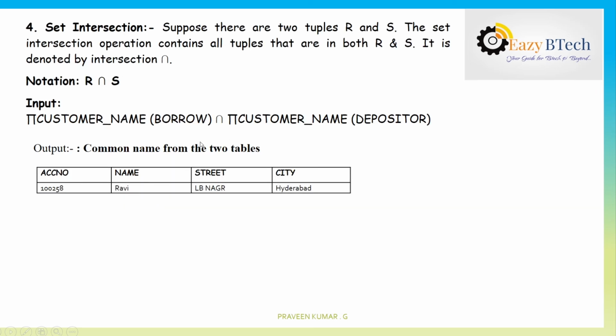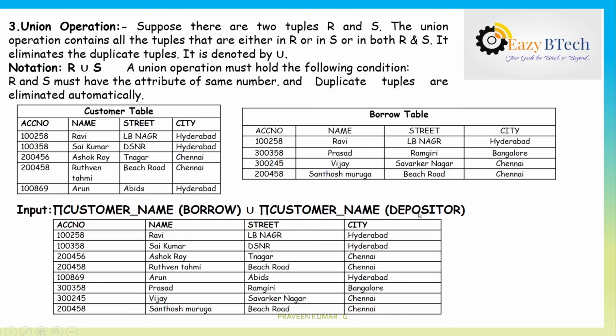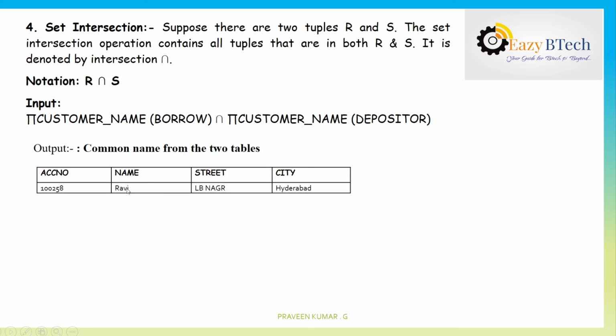Only what are the common fields? That's why here also we are checking project. You have to concentrate on customer name in the borrow table and customer name in the depositor table. Check with the names. Ravi, both are the same. We check with Ravi and we can get Ravi.